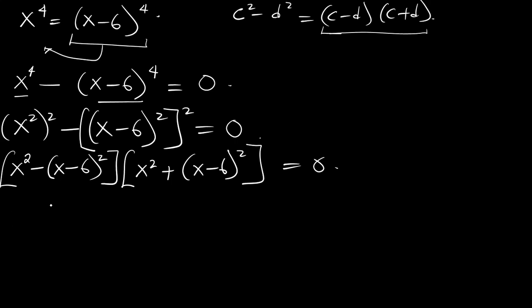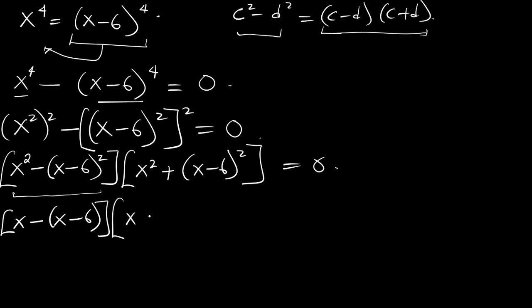Now, the first term on the left hand side can also be expressed in this form, where c is equal to x while d is equal to x minus 6. So we're going to have (x minus (x minus 6)) times (x plus (x minus 6)), times this, which is x squared.